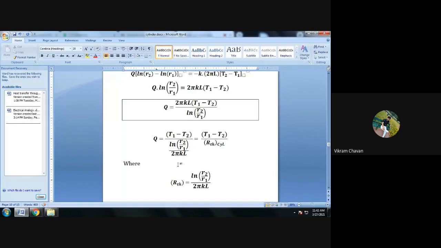Please let me know whether you understood all the points or not, or should I repeat the things? समझ में आ रहा है सबको क्या हो रहा है?